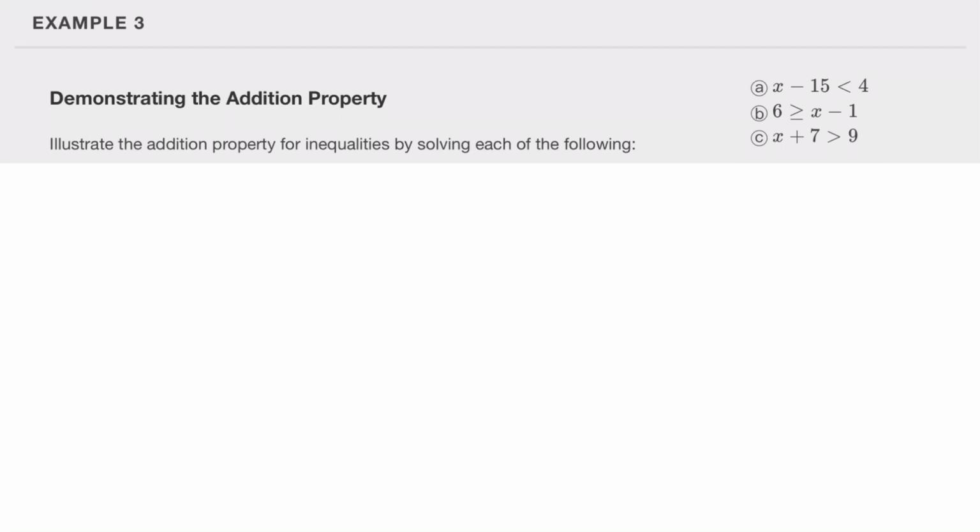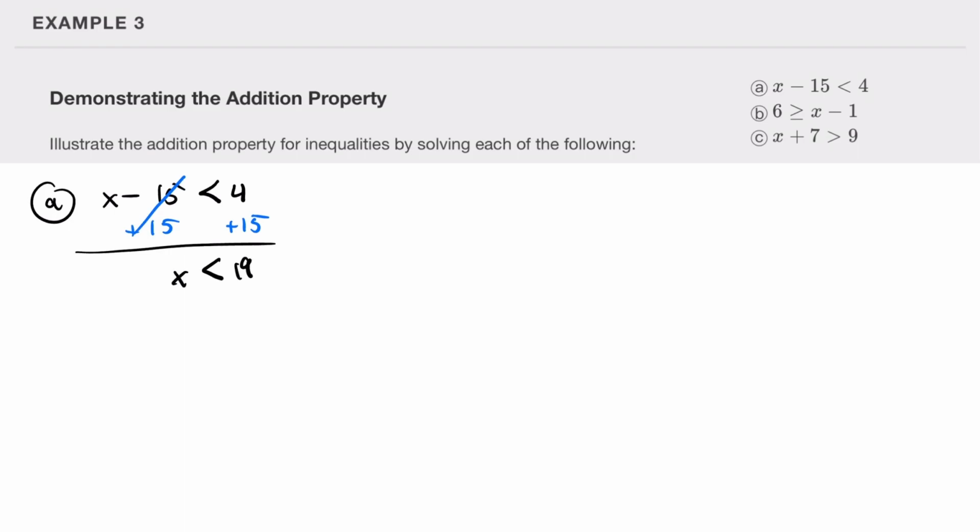Illustrate the addition property for inequalities by solving each of the following. For A, we have x minus 15 is strictly less than 4. We can just solve this like an equation, right? If we were solving for x, we would add 15 to both sides of the inequality. A number plus its opposite adds to 0. So then we say x is less than 19.